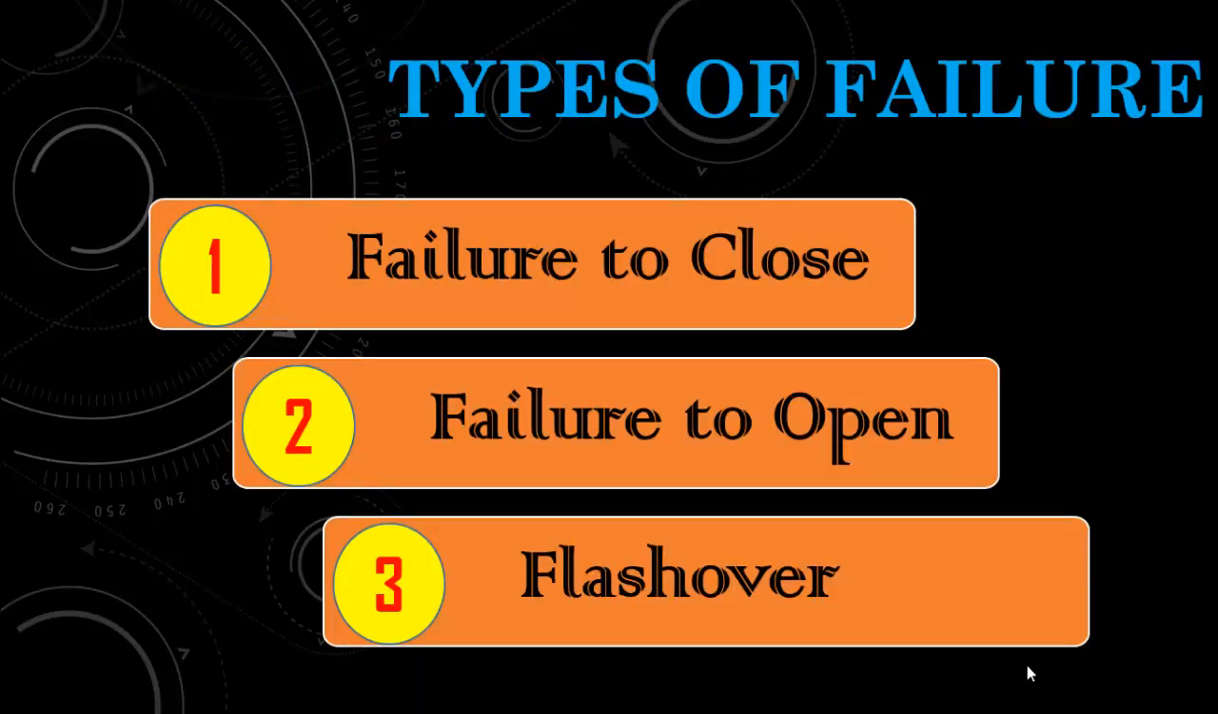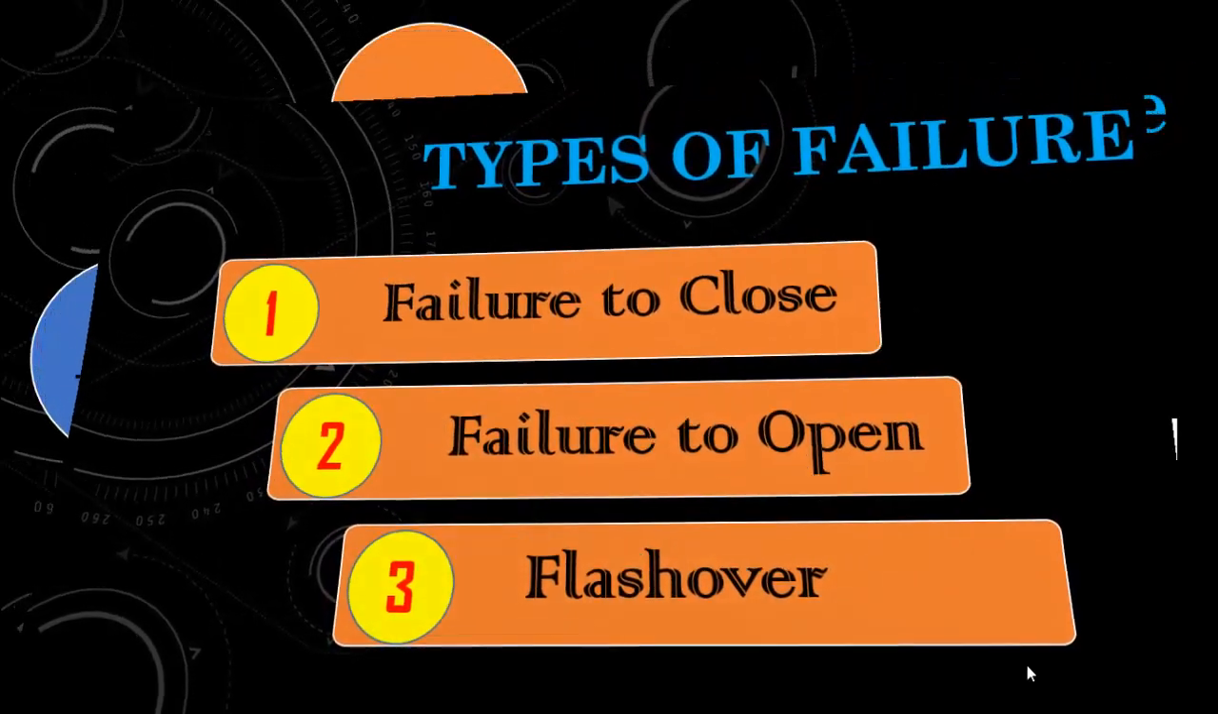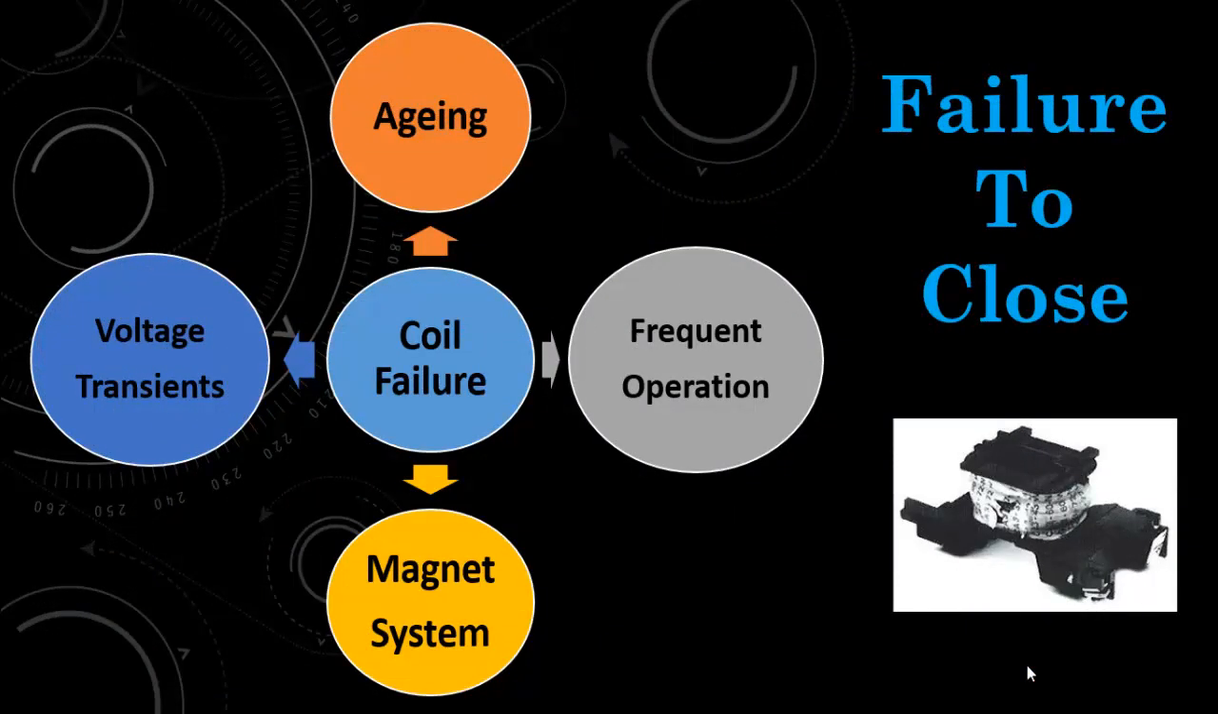The problem with contactors manifests in three forms. The first failure is the failure to close. That is, whenever you want to energize a contactor, it fails to close. The second type of failure is when the contactor fails to open. And the last type of failure is the most severe one, and that is a flashover of a contactor. So I will explain all these reasons of failure in detail.